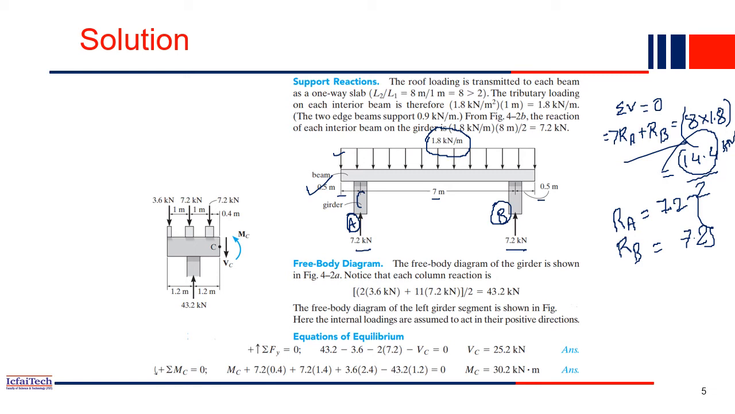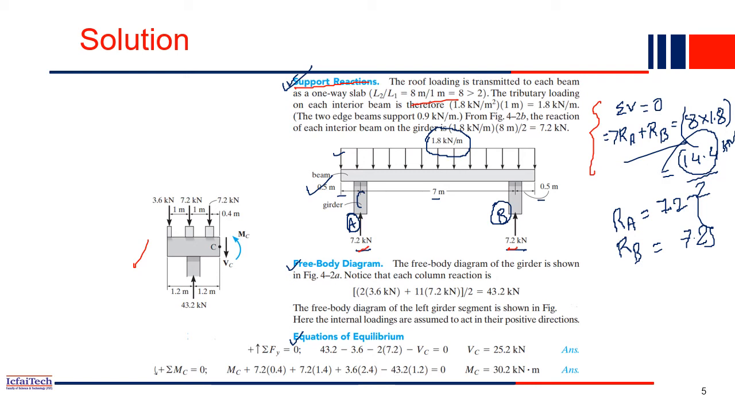So that is our first step, to calculate the support reactions. In the last slide we discussed there are three steps to solve the problem: first, calculate the support reactions; next, draw the free body diagram; and last, apply the equations of equilibrium. We have completed the first step, and each support has 7.2 kilonewton. Our first job is over. Whatever I have explained is also written here. Next we have to draw the free body diagram, which is shown here.